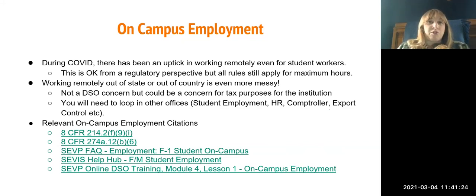Export control could be a problem depending on what offices those students are working at. So you might just want to have a conversation with your partners and other stakeholders on campus so everyone's on the same page serving your students. And then there are some relevant on-campus employment citations here.